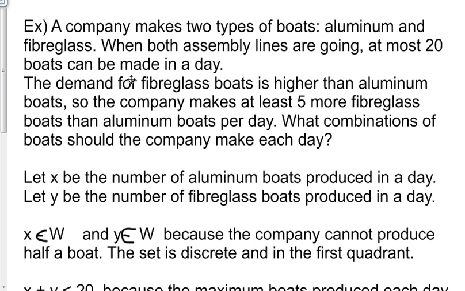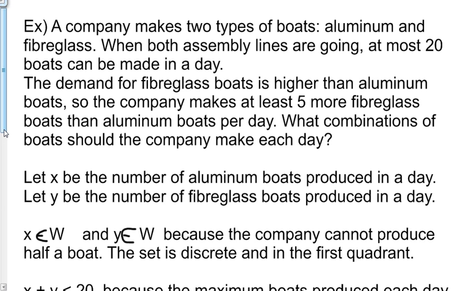A company makes two types of boats, aluminum and fiberglass. With both assembly lines going, at most 20 boats can be made in a day. The demand for fiberglass boats is higher than the aluminum boats, so the company makes at least 5 more fiberglass boats than aluminum boats per day. What combinations of boats should the company make each day?